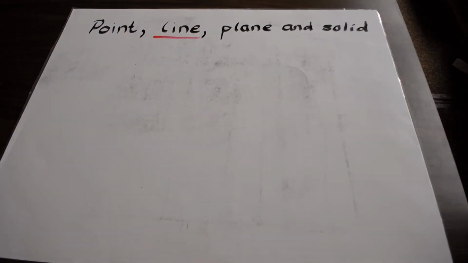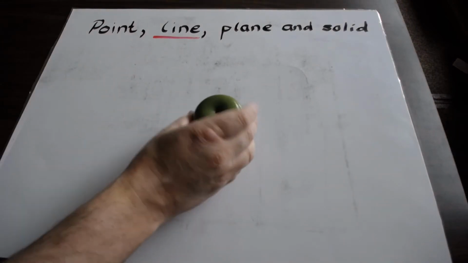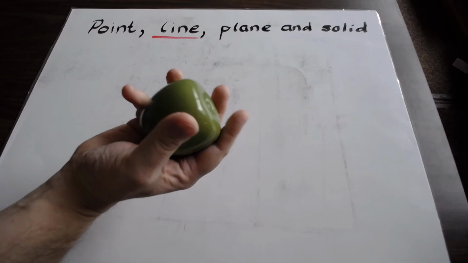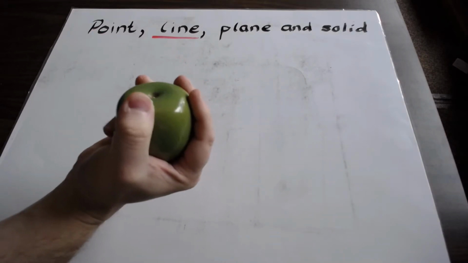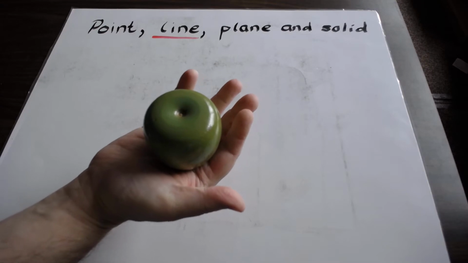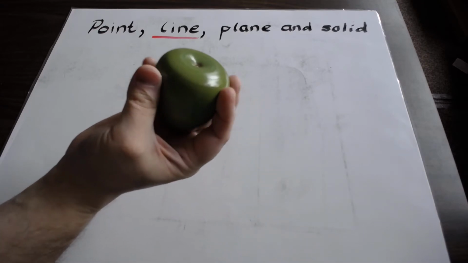When we talk about solids, which is where I'm going to start, a solid, like the sharing apple of our classroom, is a shape that takes up space. I can hold the sharing apple in my hand. This is a solid.